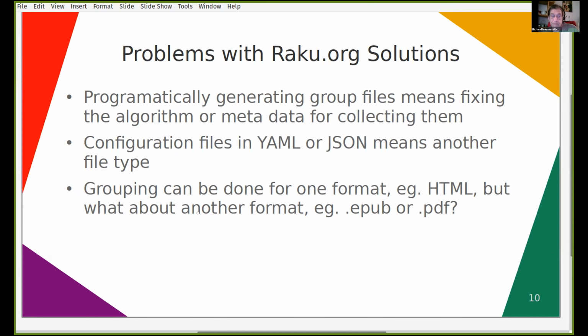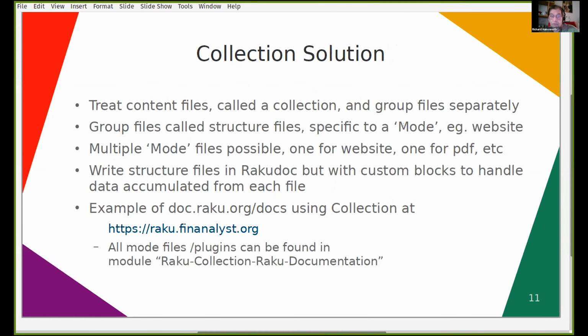Configurations in YAML or JSON means that you've got another file type to deal with, another file. Grouping can be done for one format. That is, suppose that you want to output everything in HTML, but what if you want another format, such as EPUB or PDF, or LaTeX, for example, you want a book in another format, you have to create another renderer for that format.